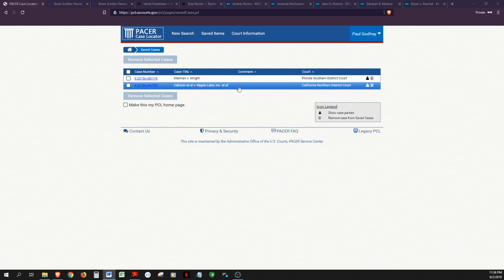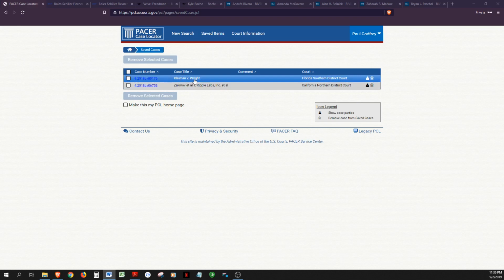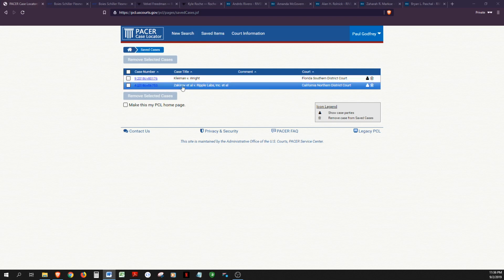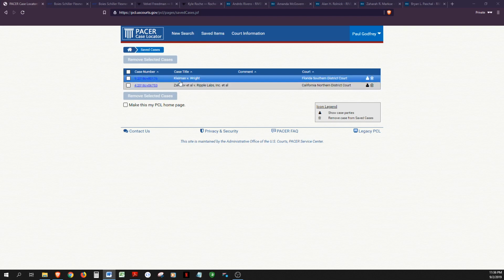So the first thing we'll go over is a quick rundown on civil procedure. Generally speaking, in law school, you have a civil procedure class. That's what these two cases are, and it teaches you how actually litigating a case works from start to finish. Right here, you've got the parties, Kleiman v. Wright, and in the second one, Zakhanov et al. v. Ripple Labs Inc. The person in the first spot is generally considered the plaintiff or the petitioner. So Kleiman is the plaintiff in this case, and the person after the v., the versus, is the defendant. That's enough to get started now.